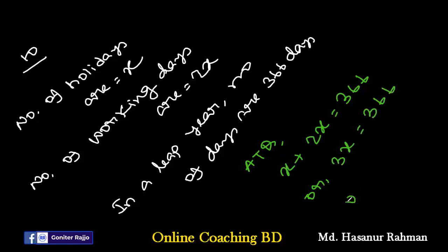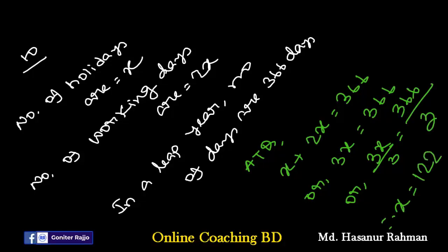Now we have to divide both sides by 3. Then what will we get? 3x by 3 equal to 366 by 3. Then the value of x will be 122. So the number of holidays is 122 days. So in this way, we can easily solve number 10.